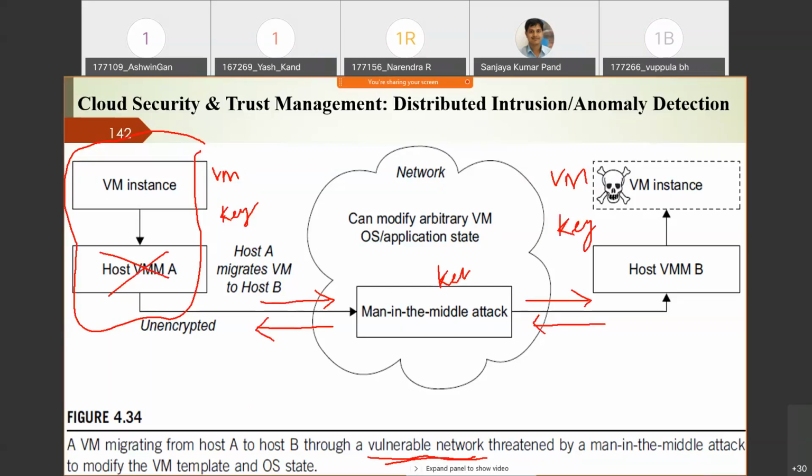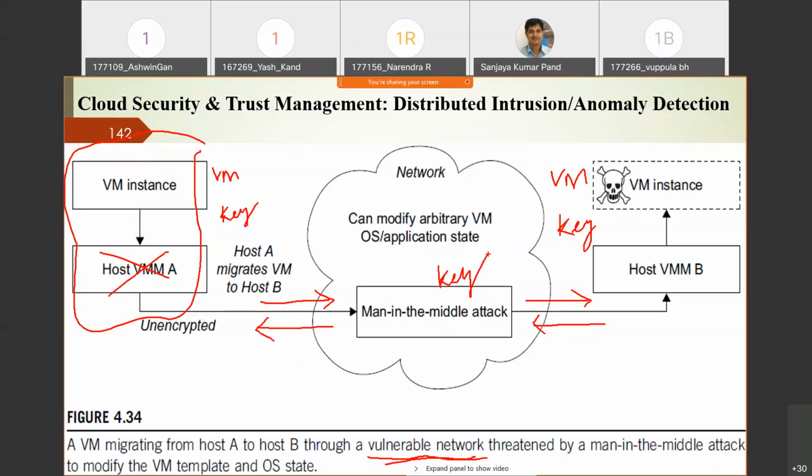So what type of things can a middle person launch here? You can see he can modify the VM template, right? In the VM template you have to specify the number of processors, what is your quality of service, what is your storage, what is your security information, everything you have to mention, right? So whenever you are sending a virtual machine, its template, its operating system, everything goes through this vulnerable network. This person can modify the template or modify the OS state so that it will take more time in this particular instance, right?